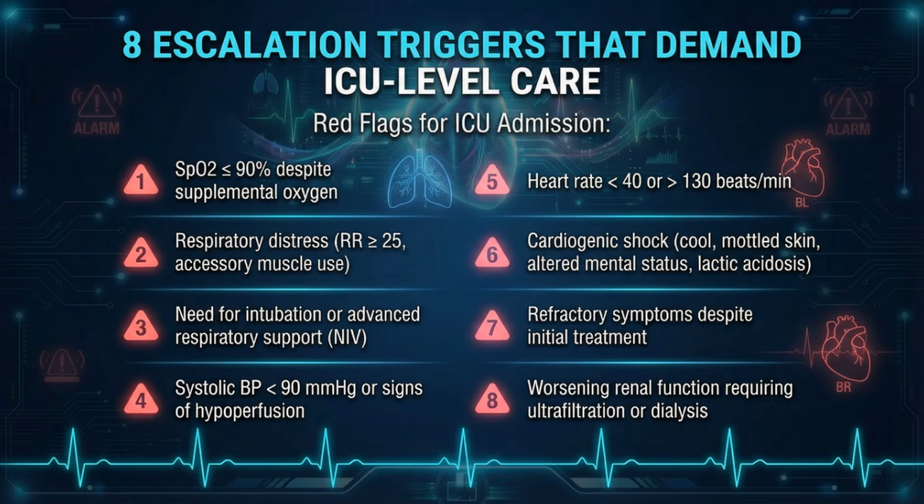Hypotension, with a systolic blood pressure under 90, or any signs of hypoperfusion. Significant bradycardia or tachycardia. Overt cardiogenic shock with cool, mottled skin and altered mental status. Symptoms that are refractory to your initial treatments. And finally, worsening renal function that may require advanced therapies like ultrafiltration or dialysis. If you see any of these, your patient is unstable and needs a higher level of care immediately.